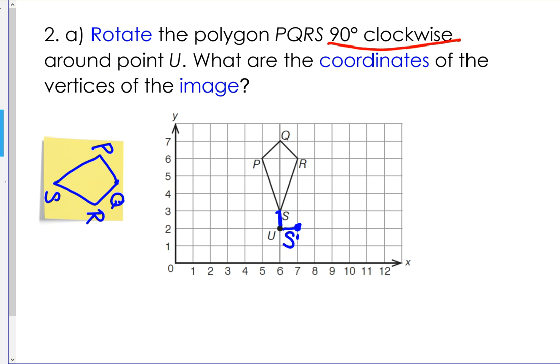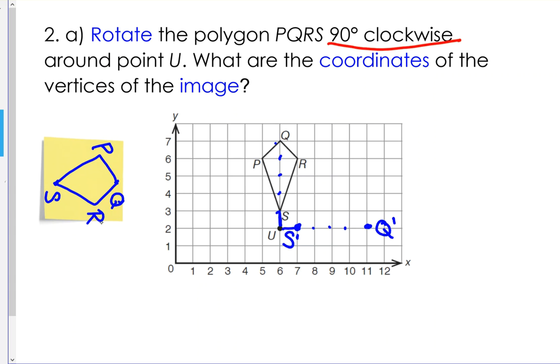Now, how can we form the rest of our image? You may find it easiest to note the distance between S and Q. It is 1, 2, 3, 4 units. Let's count 4 units from S prime. 1, 2, 3, 4. That will be Q prime.